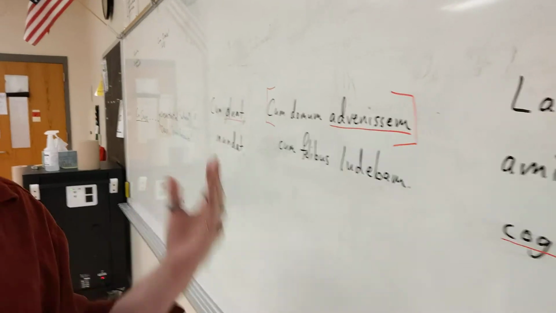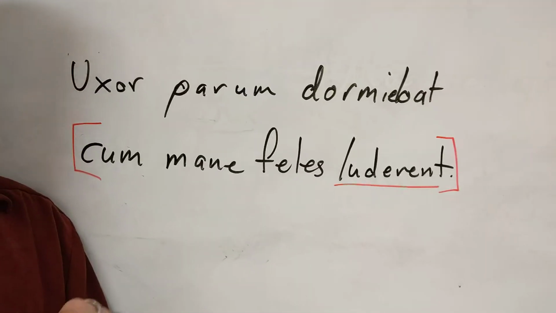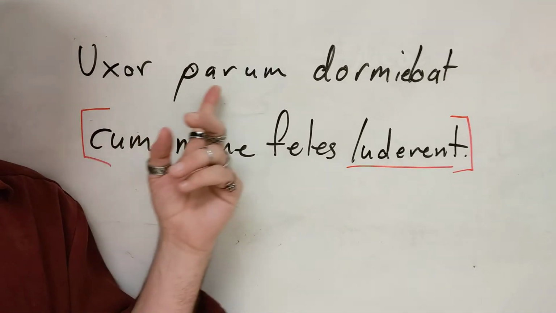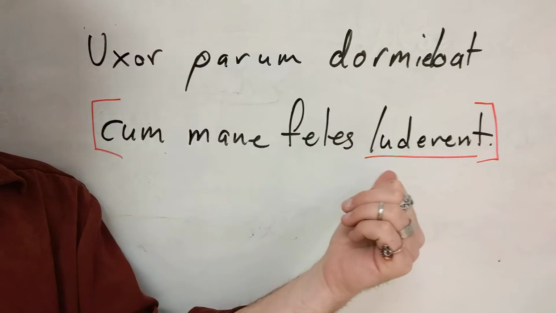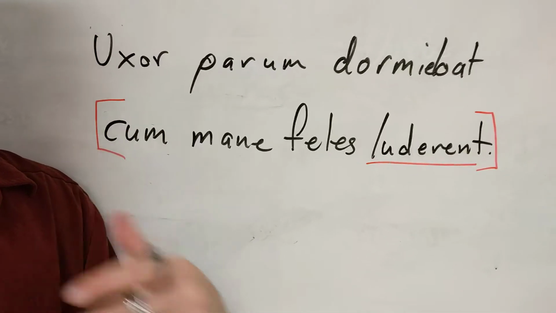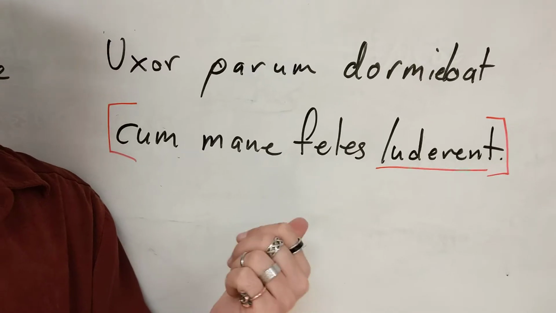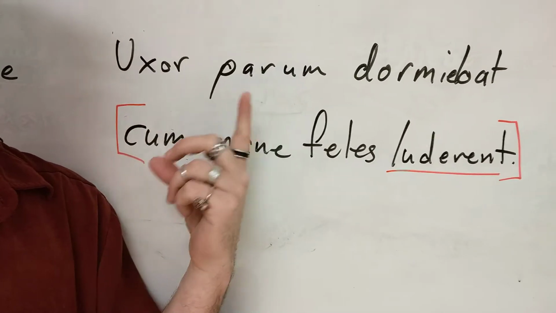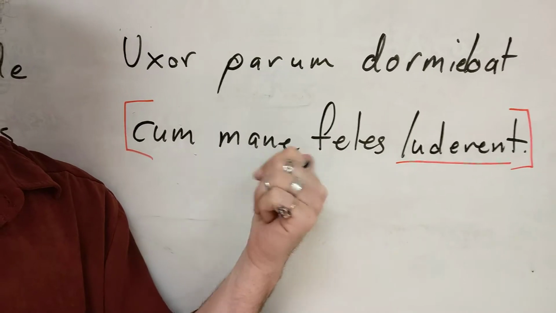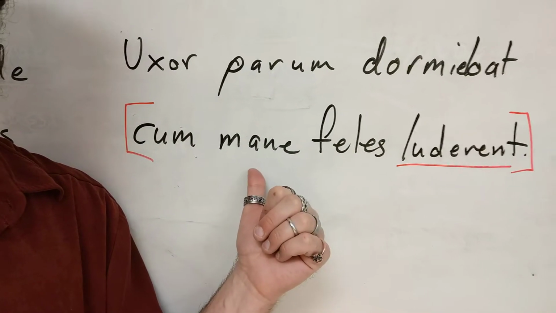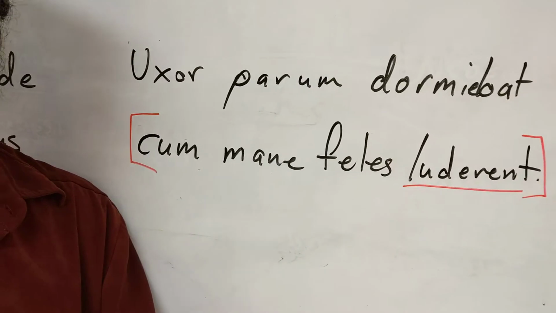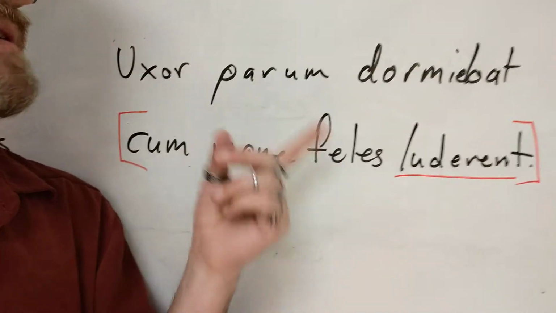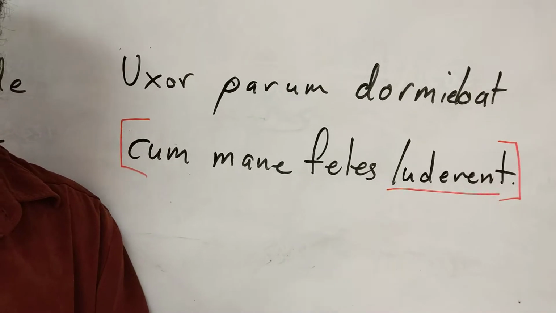Most of our cums get translated as when, but sometimes they don't. Sometimes they're going to sound better with a since or because. So like this one here, it says, Uxor parum dormiebat, my wife was sleeping too little, cum mane feles luderent. You could say a when here, and grammatically it won't sound terrible, but it won't sound as good as if you say because. My wife was sleeping too little because my cats were playing early in the morning. Right? That really seems to be a causal relationship more than a circumstantial one. This is the reason why she was sleeping too little, not just when she was sleeping too little.